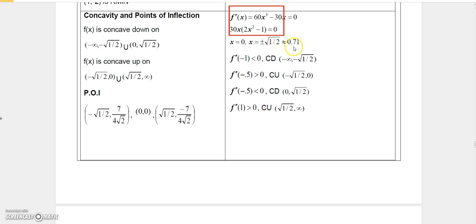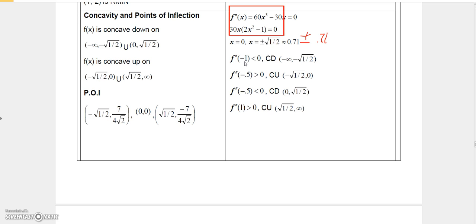And I went ahead and gave you the approximation for that so we'd know where it is on the graph. It's about 0.7. So actually, I should have said approximately plus or minus 0.7. So let me go ahead and put that. Okay, so that's really plus or minus 0.71, or we can just say plus or minus 0.7 when we get ready to graph it.